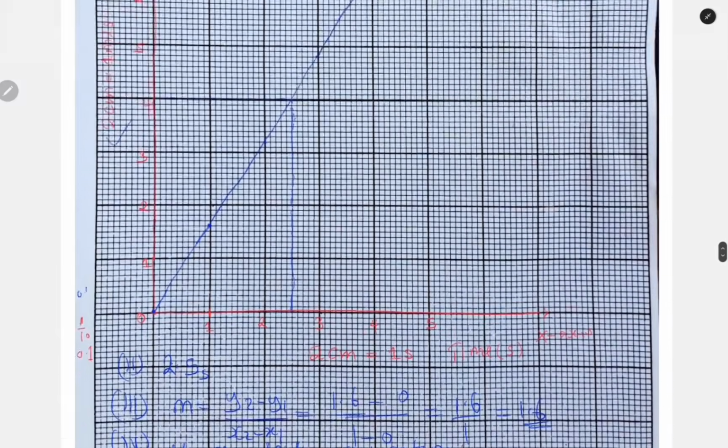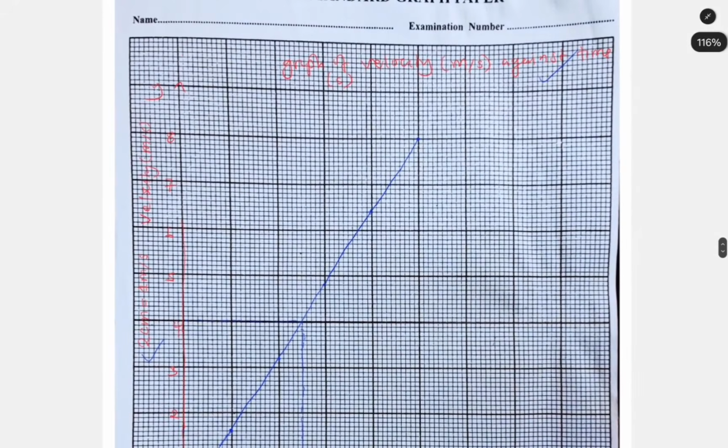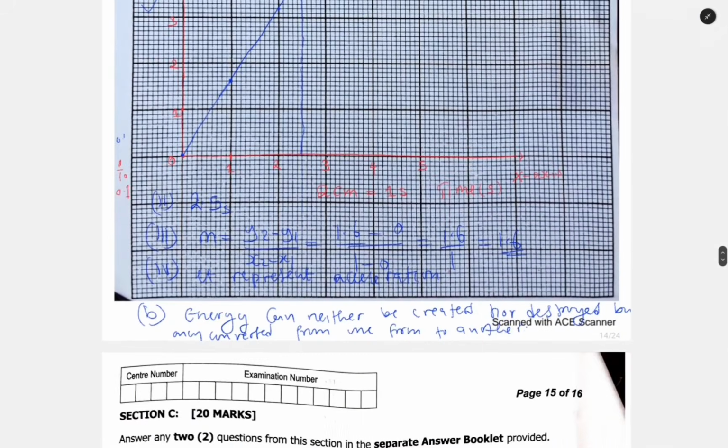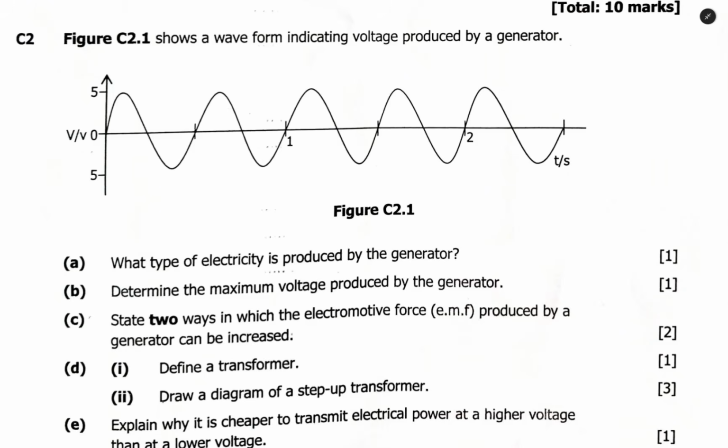Okay, so this is how the graph looks like. Just a recap, this is how the graph looks like. Okay, and all the questions, we've answered them. Okay, so for C2, figure C2.1 shows a waveform indicating the voltage produced by a generator. What type of electricity is produced by the generator?